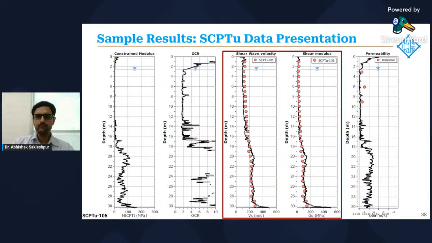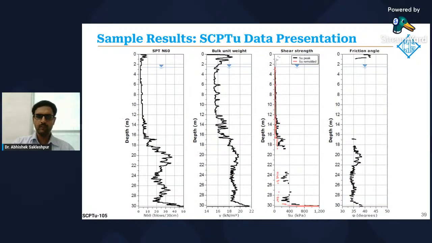Now, as I mentioned previously, we can also perform CPTu dissipation tests, which we also did at this site, and we can note the good match between the measured permeability determined from dissipation test results versus the interpreted permeability from CPT correlations. Other parameters that we can get from CPT results are the interpreted N60 value, unit weight, undrained shear strength, and friction angle.